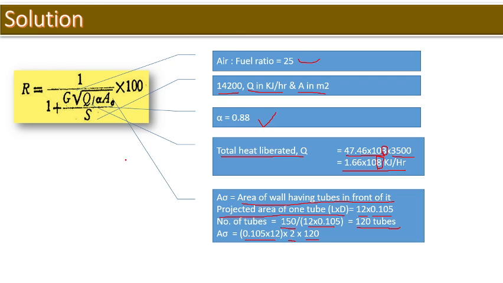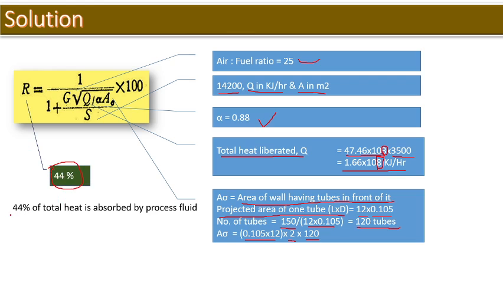So all these values are calculated. Now calculate the R value. It comes around 44%. What it means is that 44% of the total heat is absorbed by the process fluid. Only the 44%, which means the remaining 56% either has to go through the convection section, or obviously maybe some losses are there also.